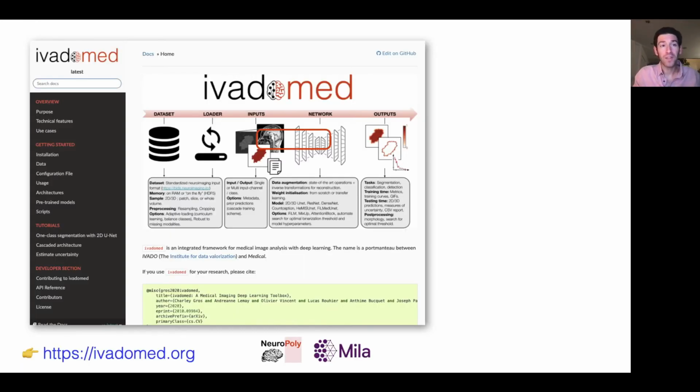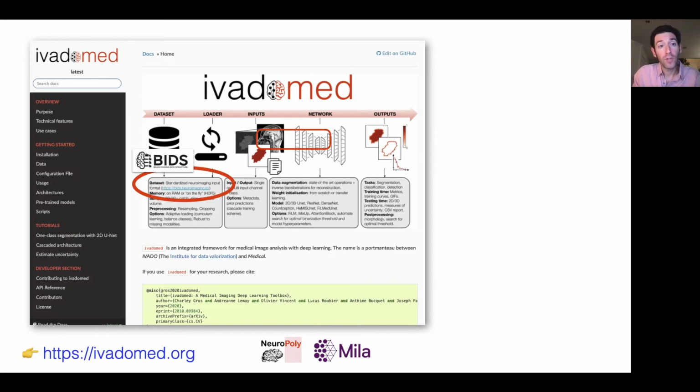Fortunately, there is one. I'll do a bit of self-promotion here and introduce EvaDome, which is a software project we've been working on for the past 3 years in collaboration with folks at Mila. EvaDome is funded by EvaDo, that's where the name comes from, and it's an integrated framework for medical image analysis with deep learning based on PyTorch.